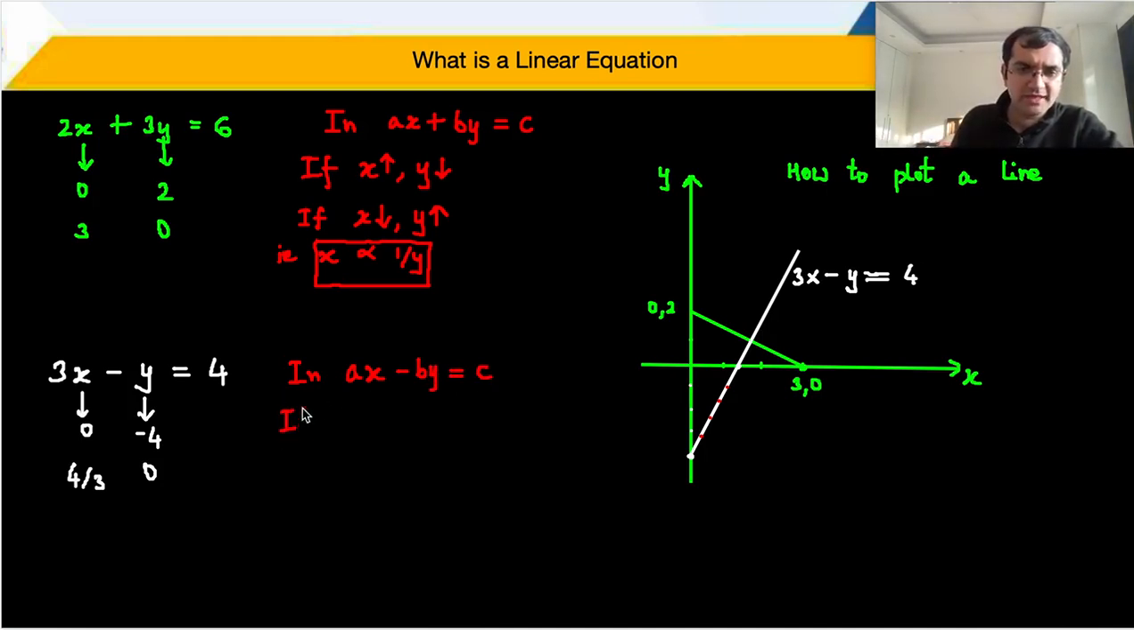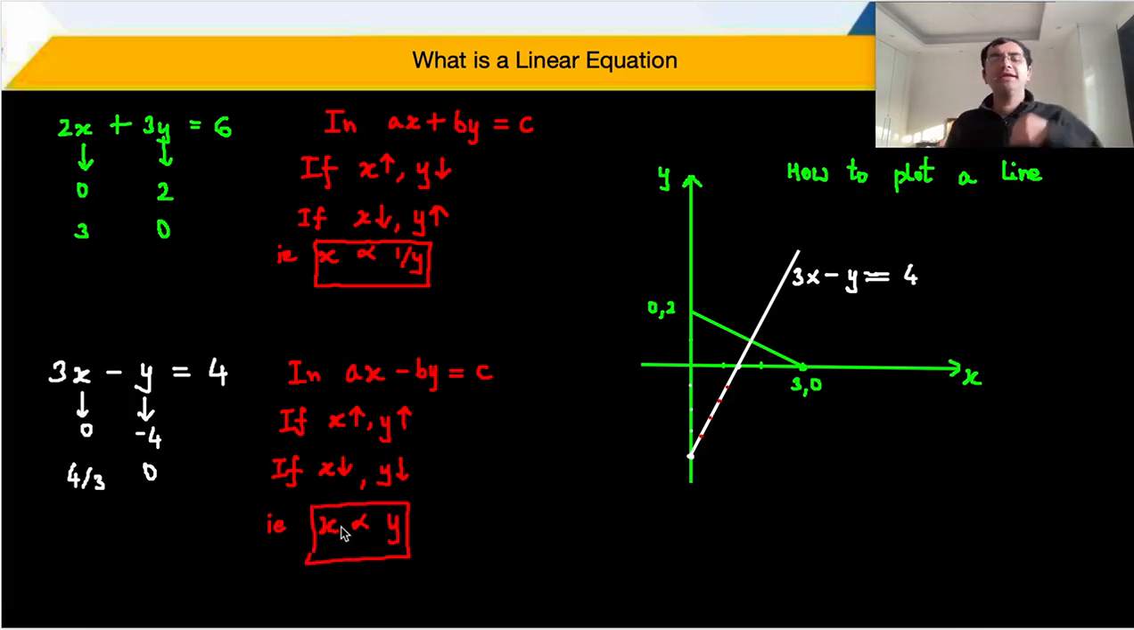Here we see that if x is increasing, then y is also increasing. And if x is decreasing, then y is also decreasing. Okay? And so we say that x is directly proportional to y. It is represented like this. It's a proportionality symbol. Directly proportional means there's a direct relationship. If x is increasing, y is also increasing.